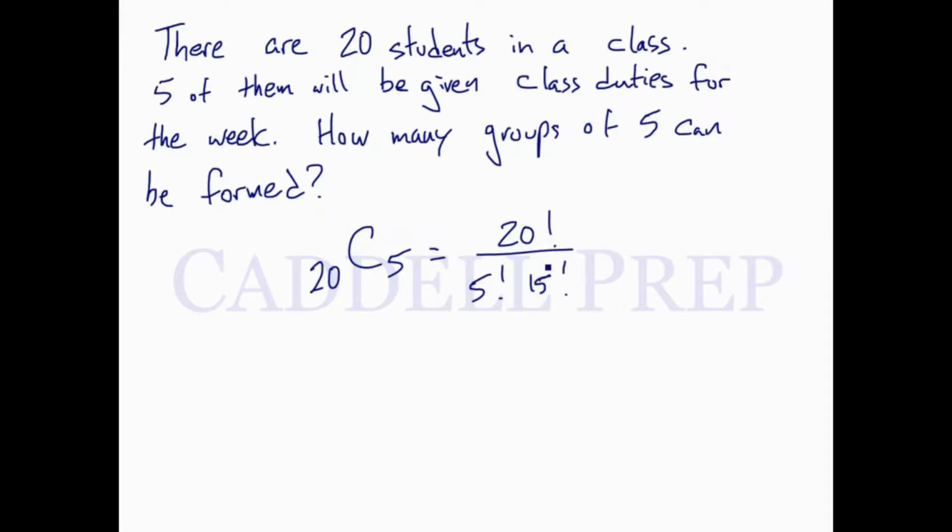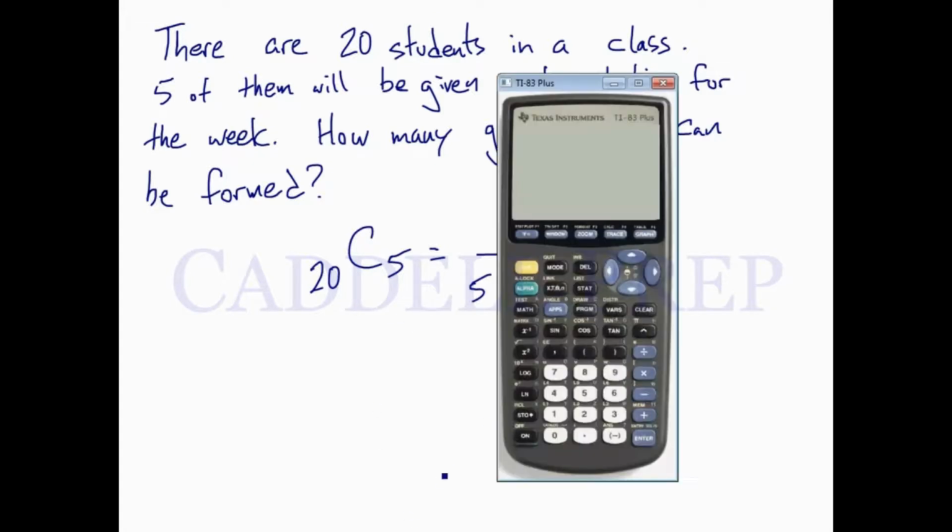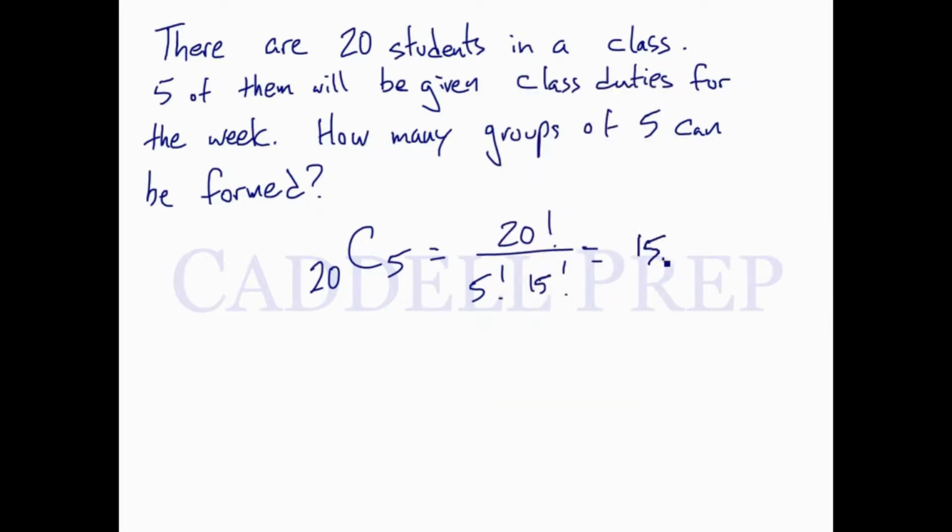So we could of course do out this math. I'm just going to use the calculator and type in 20C5. So here we have 20, math, probability, go down to C, 5, enter, 15,504. So obviously we don't want to make a tree diagram or make any other type of groups by hand and figure this out. It's much easier to use this formula. 15,504 different groups can be formed.